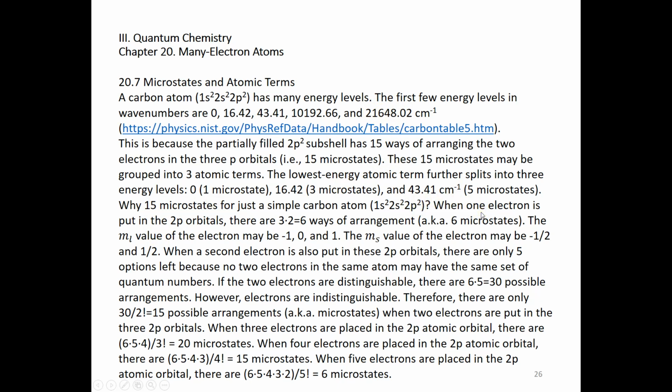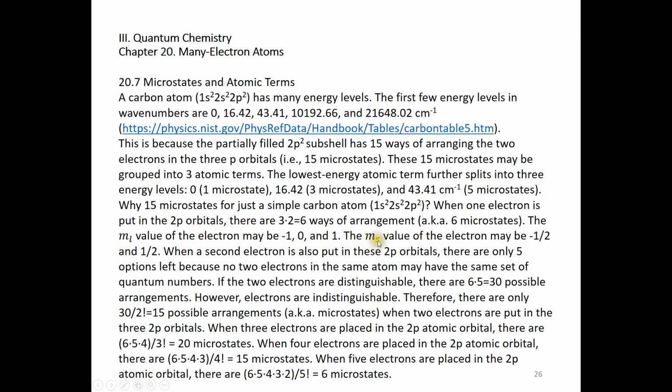Well, let's imagine putting 1 electron into the 2p orbitals. Because there are 3 2p orbitals, and the electron can be alpha spin or beta spin, there are 6 ways of arrangements, also known as 6 microstates. The m sub L value is the z component of the angular momentum of the electron. It can be -1, 0, or 1, because when you have a p orbital, L is 1.